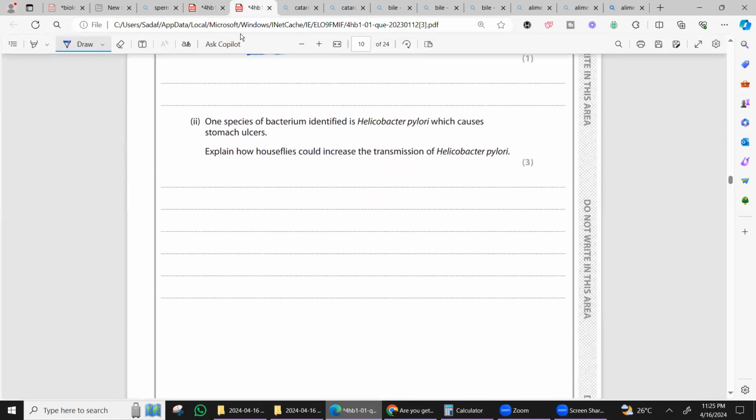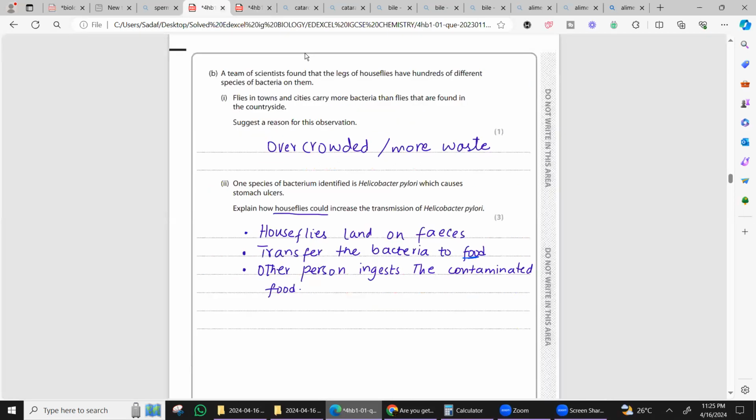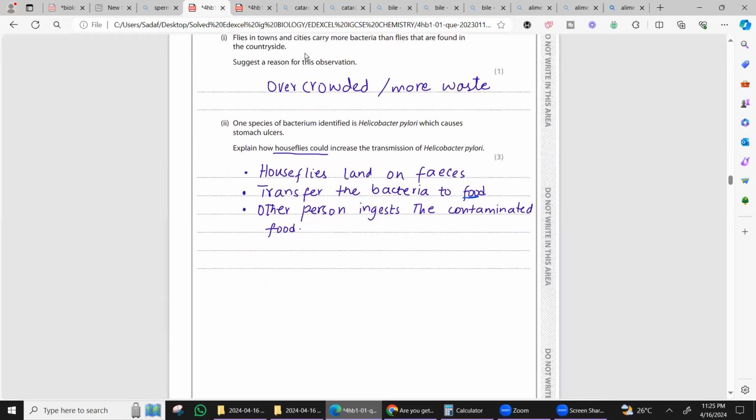One species of bacterium identified is Helicobacter pylori, which causes stomach ulcers. Explain how houseflies could increase the transmission of Helicobacter pylori. It's so easy and simple. Houseflies land on feces and then they transfer the bacteria to the food. The other healthy person, when he ingests this food, which is a contaminated one, then he gets this disease, stomach ulcer, because of the contaminated food. This is how the houseflies help to transmit the bacteria.